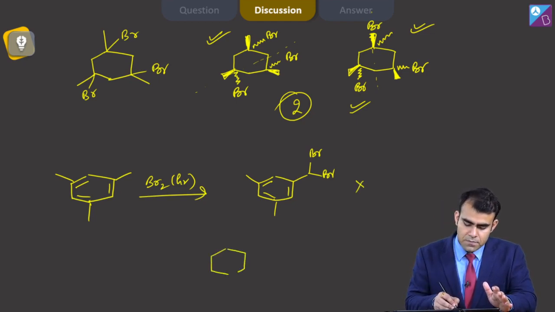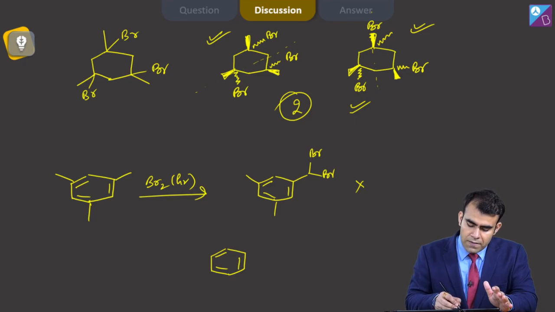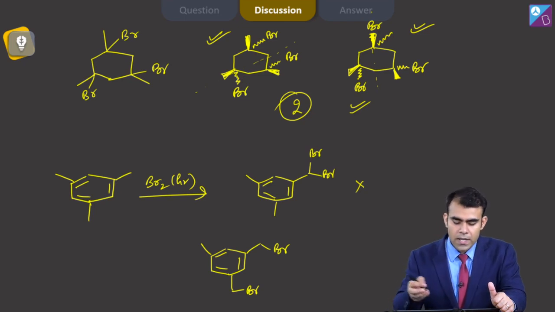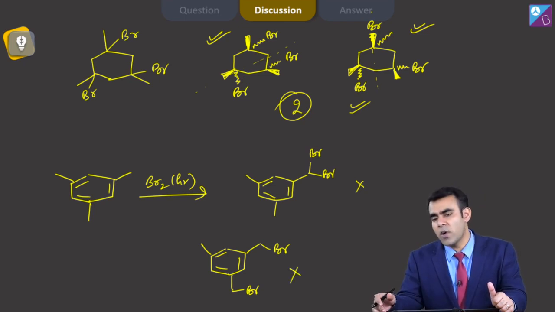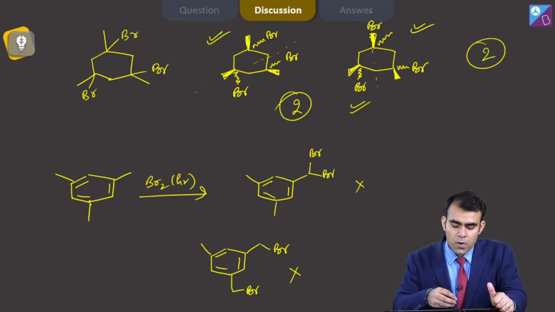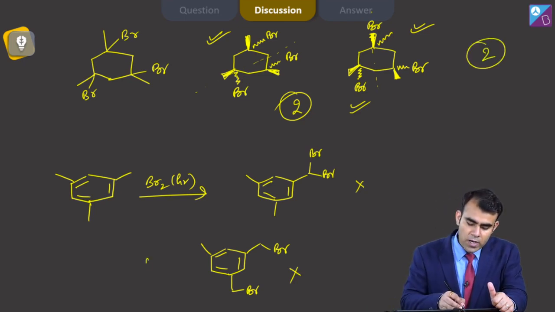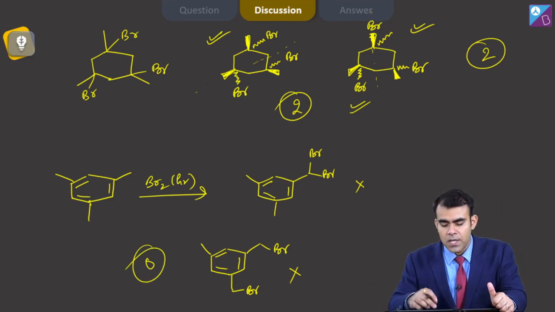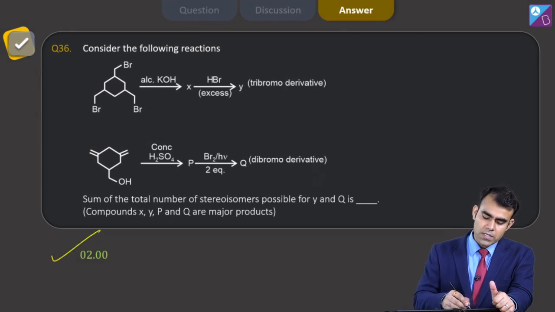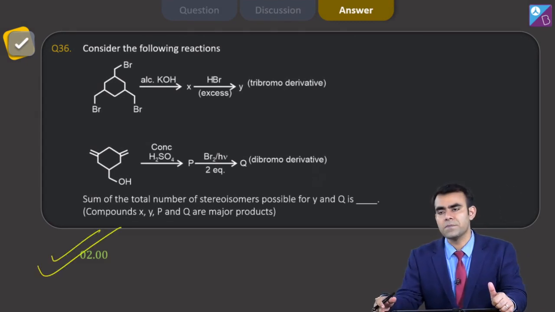Similarly, if I take the other case, when Br are present on individual carbons, then also this compound does not have any geometrical isomer as well as optical isomer. So this does not have any stereoisomer. So stereoisomer from first compound is 2, but from the second compound the number of stereoisomers is 0. So in total I can say that the number of stereoisomers is 2.